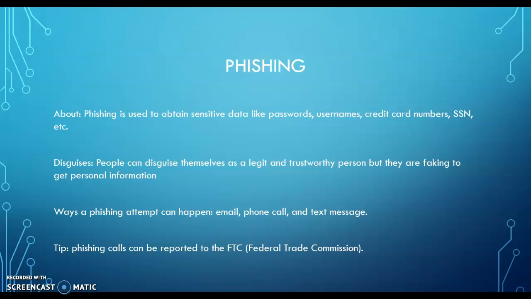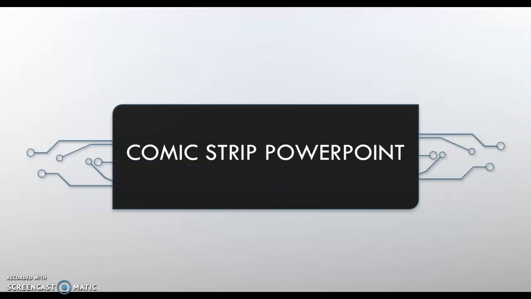Ways a phishing attempt can happen: email, phone call, and text message. And just a little tip, a reminder: phishing calls can be reported to the FTC, the Federal Trade Commission. So just in case you receive any phishing calls or phishing text messages, you can report those to the Federal Trade Commission. Comic strip PowerPoint.